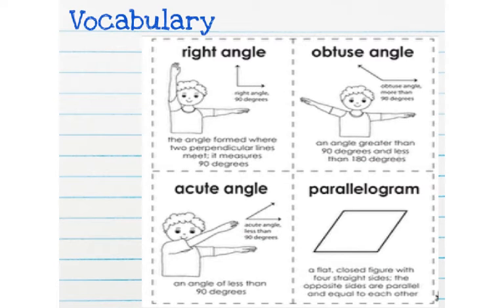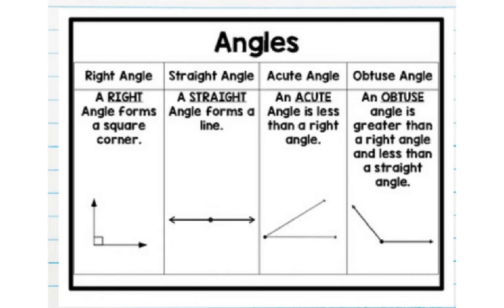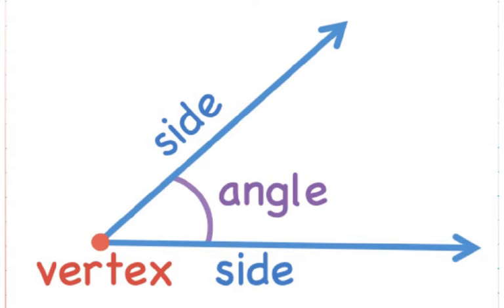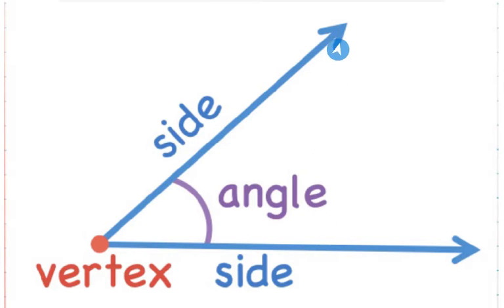Here's your vocabulary for today. We have right angle, obtuse angle, acute angle, and parallelogram. Remember that you can always pause this video or rewind it to come back to this page to help you remember some of the new words that we're learning today. So we've learned that an angle is where 2 sides meet. And this corner space here is sometimes called a vertex. And the angle is the amount of space on the inside.